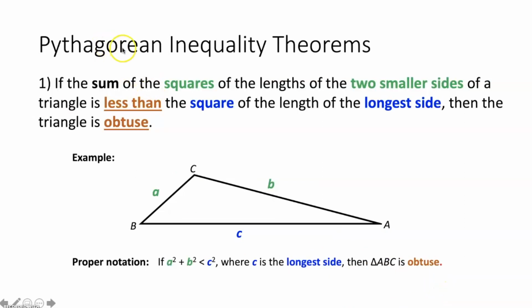Next thing we're going to talk about is the Pythagorean Inequality Theorems. So the first one says if the sum of the squares of the lengths of the two smaller sides of a triangle is less than the square of the length of the longest side, then the triangle is obtuse.